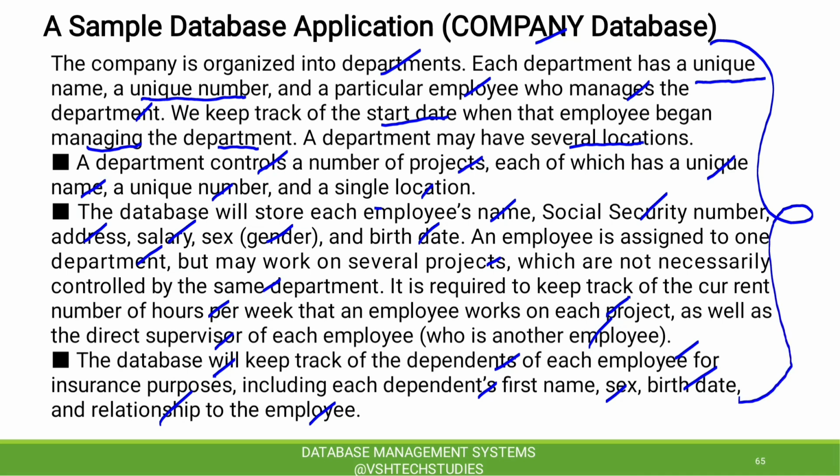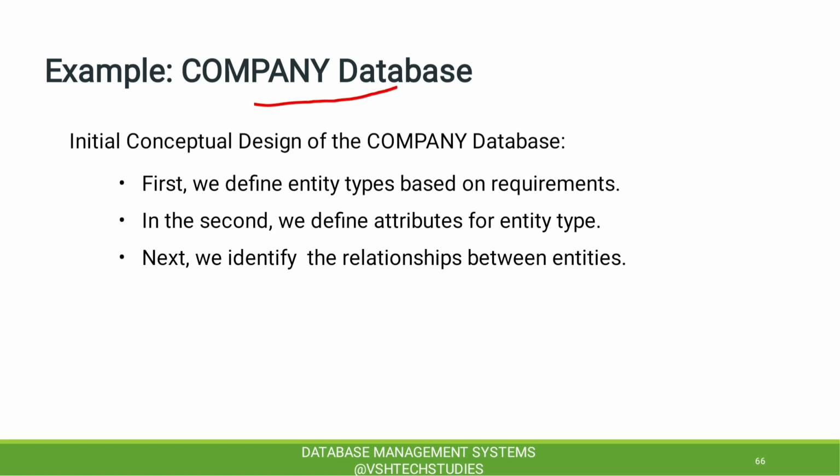This sample we are considering to learn how to draw an ER diagram completely for the given sample database application, that is the company database. Already we have seen the symbols that are used in the ER diagram. Using those, how to draw the complete ER diagram for this sample company database, that we shall see next. For the company database, in the initial conceptual design, first we have to define entity types based on requirements. Secondly, we define attributes for each entity type. Next, we identify relationships between the entities.